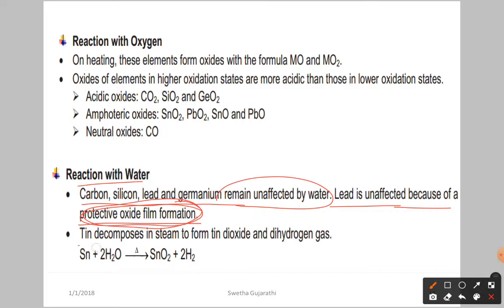Now if you see, tin decomposes in steam to form the dioxide and dihydrogen. So here, tin, what happened? It decomposes the water as hydrogen and it is going to form tin oxide. So tin is going to decompose the water, but that is also steam. Okay.